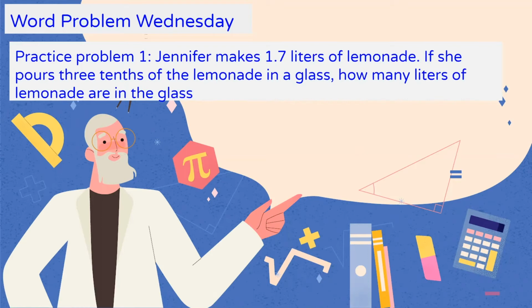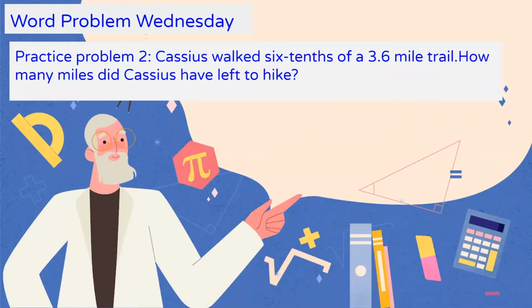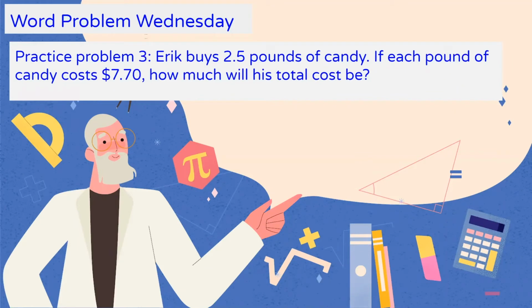Our first problem, Jennifer makes 1.7 liters of lemonade. If she pours 3/10 of the lemonade in a glass, how many liters of lemonade are in the glass? The second problem, Cassius walks 6/10 of a 3.6 mile trail. How many miles did Cassius have left to hike? Third question, Erik buys 2.5 pounds of candy. If each pound of candy costs $7.70, how much will his total cost be?